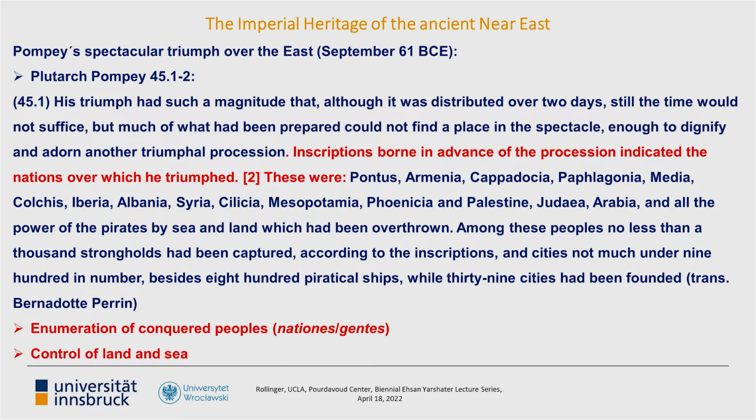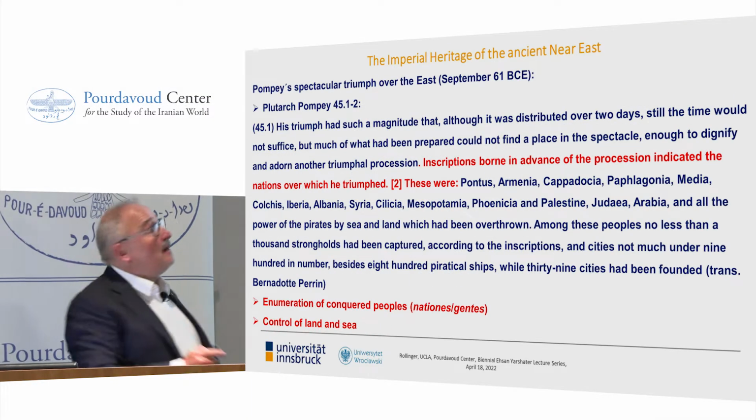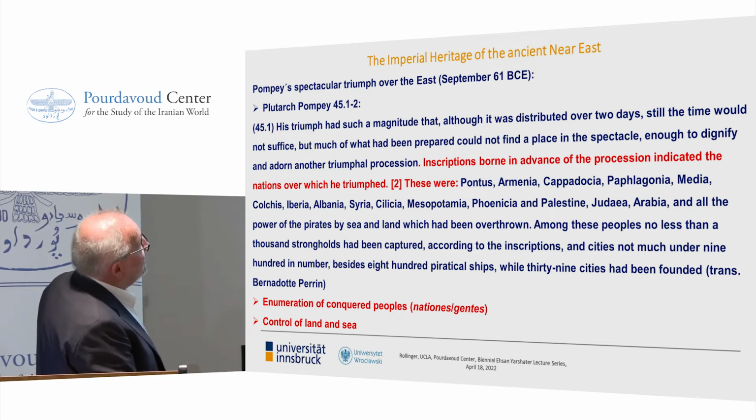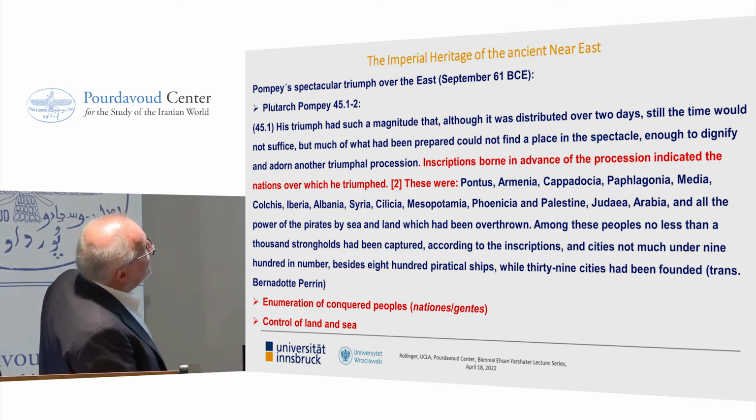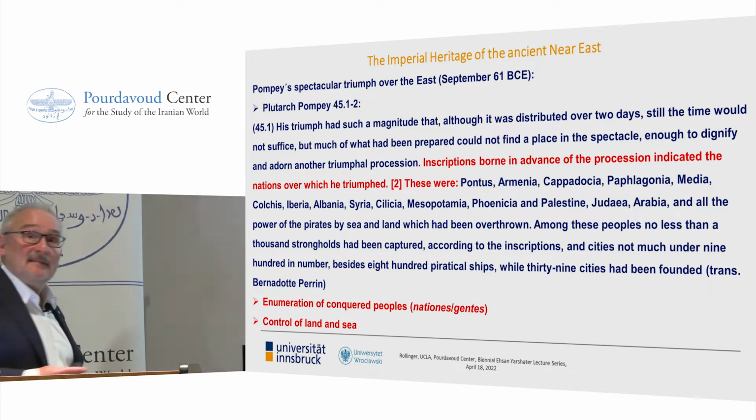But much of what had been prepared could not find a place in the spectacle, enough to dignify and adorn another triumphal procession. Inscriptions borne in advance of the procession indicated the nations over which he triumphed. These were, and then you have a long enumeration of different lands and peoples who have been, let's say, subdued by Pompey. So you have again aspects which we already have been encountering. You have an enumeration of conquered peoples, in Latin nationes or gentes, and you have the presentation of Pompey as someone who is Lord, who is the master over land and sea.